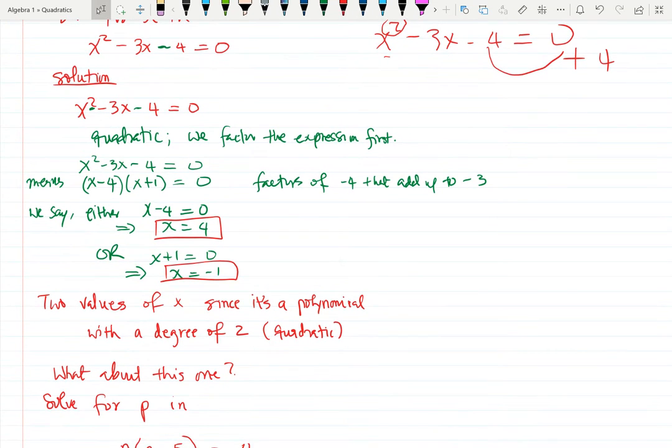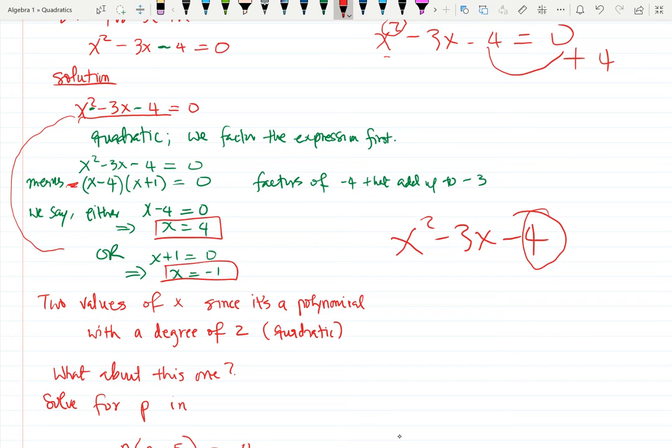How do we solve it? From this point, what you need to do first is factor it. You remember the exercises that we've been doing so far? They come into play here, so you need to master them. How do you factor x squared minus 3x minus 4? Find the factors of -4 that add up to -3. What are those? It's -4 and +1. -4 times 1 is -4, and when you add them up, you get -3. So these are the factors.